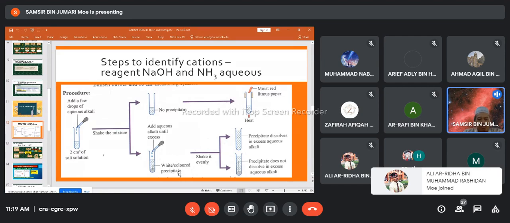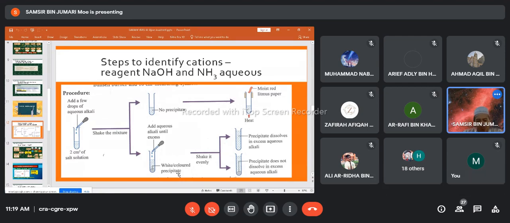Okay, if the precipitate forms, then we have to add more and more sodium hydroxide solution, to see whether it can dissolve or not in excess solution.